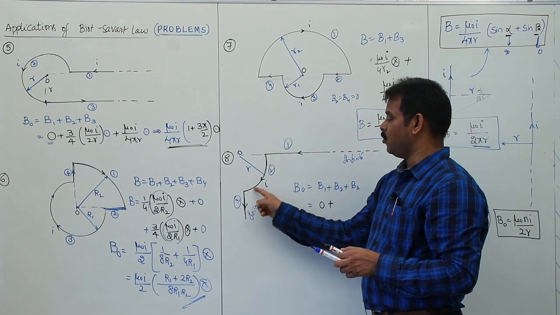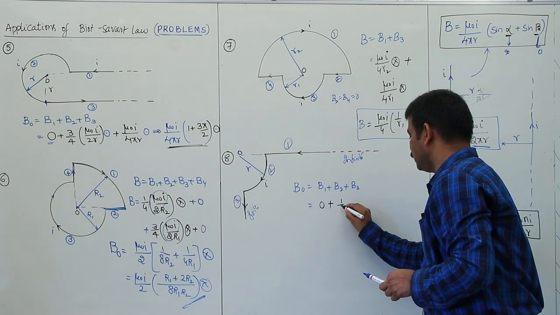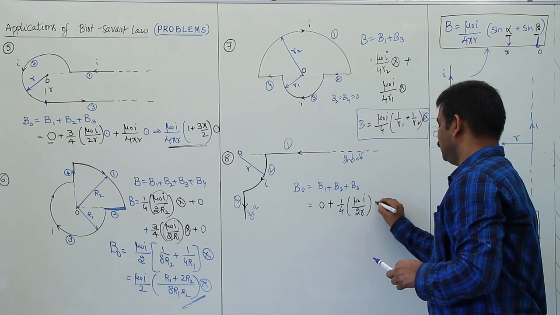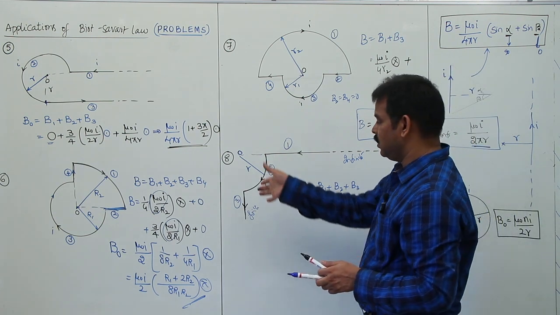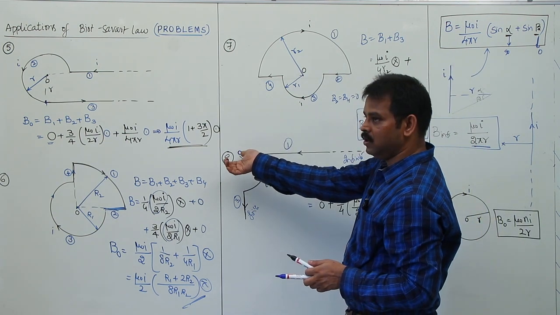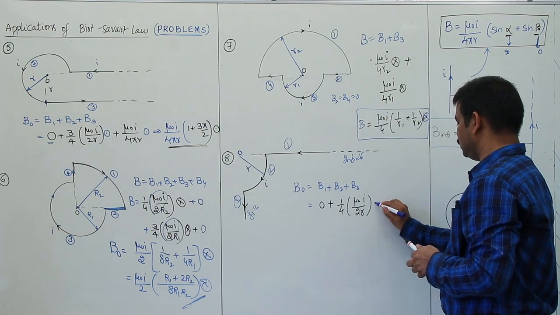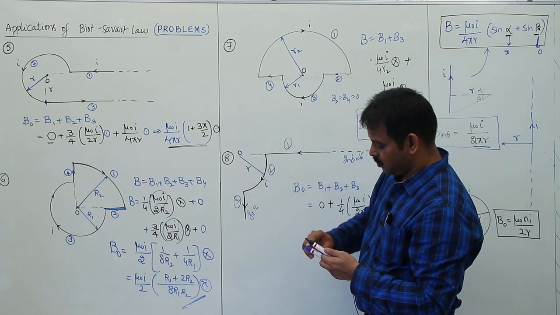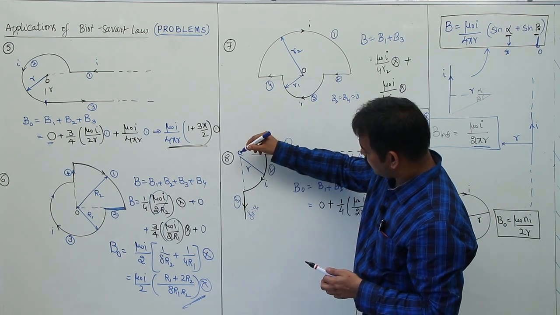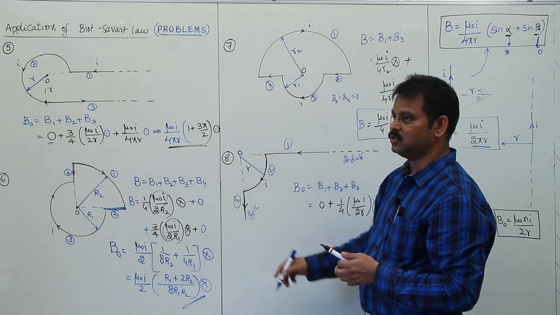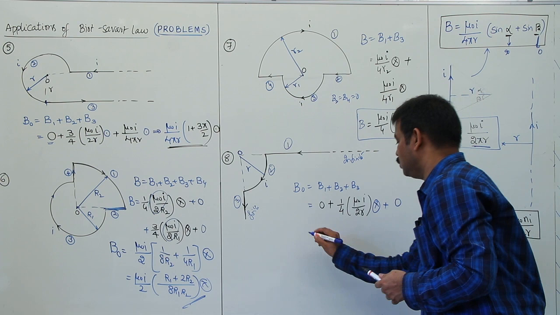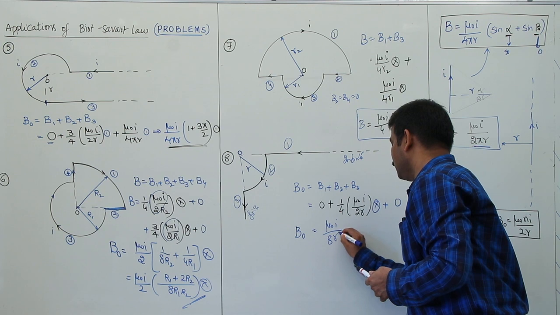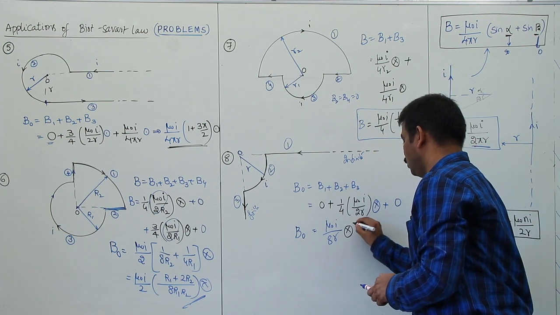Plus what is B2? 1/4 of a circular portion, so this is 1/4 into mu naught I by 2r. But how is the field acting? Here, as the current is flowing like this, the field is into the board, so I can denote this as into, plus. What is the magnetic field due to this finite wire? Once again, if you extend this, the point O lies on the axis of this one, so this will be 0. So the magnetic field at center O is mu naught I by 8r into the board.